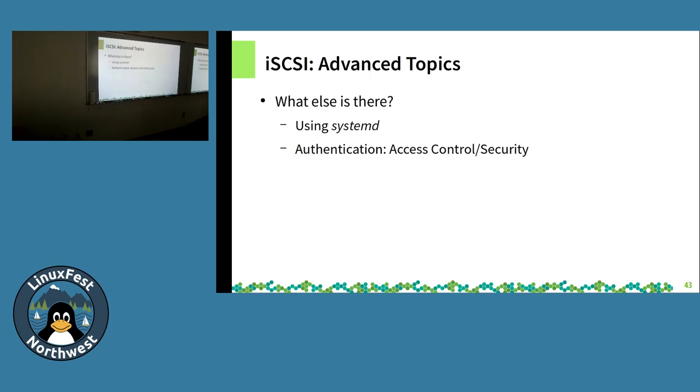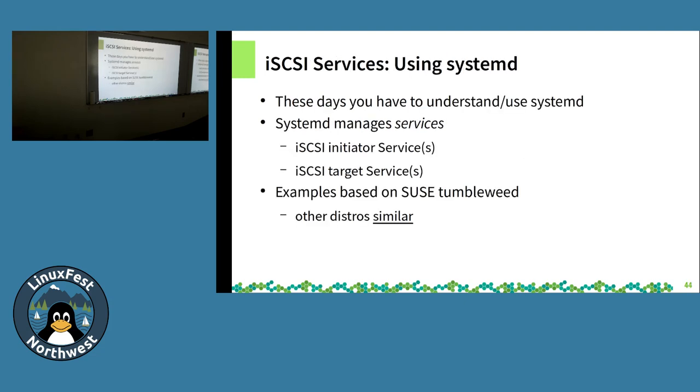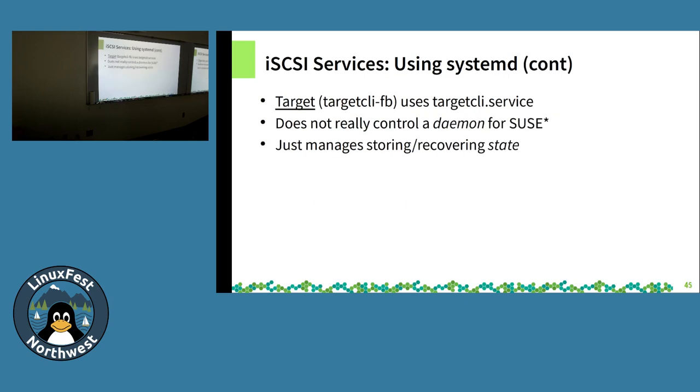So I want to talk briefly about some things about iSCSI and systemd, which everybody loves and hates, but that's how I'm sure it's running. Also, I wanted to quickly mention more access control and security. Systemd controls things on almost every distribution these days, and you only care if you want to install this package yourself and make sure it's running. Enable says next time you reboot, start it up. Start means start it right now. This is the Tumbleweed example. For the initiator, open-iscsi has a couple of different systemd units, and the target has one.